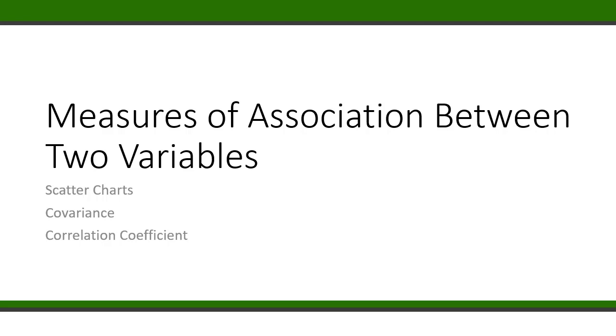So one way to do that is to do a scatter chart. And so we'll look at that. We'll also be looking at covariance and a correlation coefficient. So a lot of this, again, should be review from your statistics class.